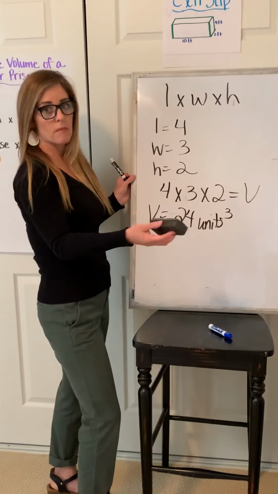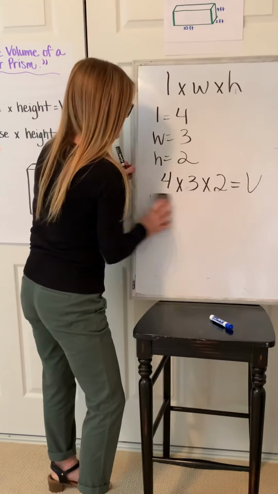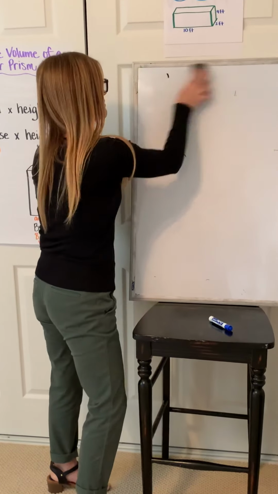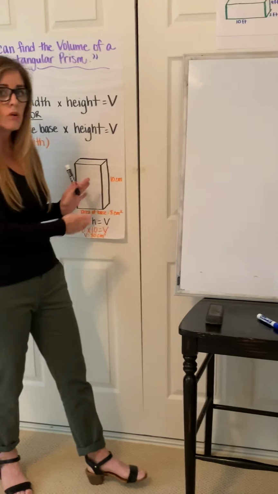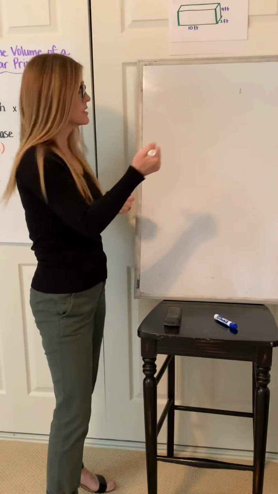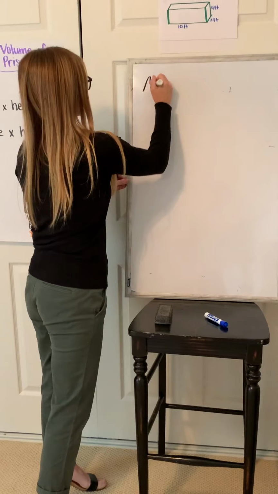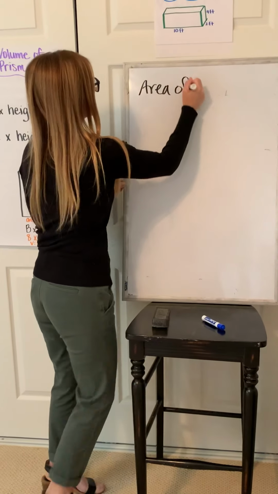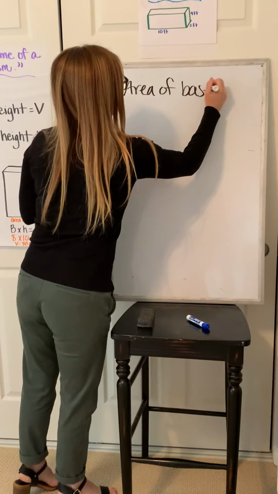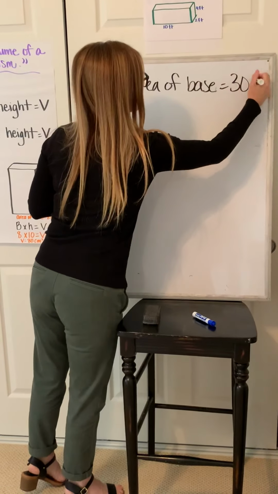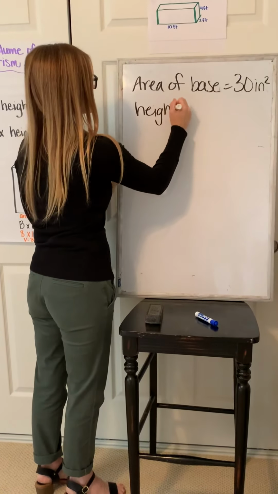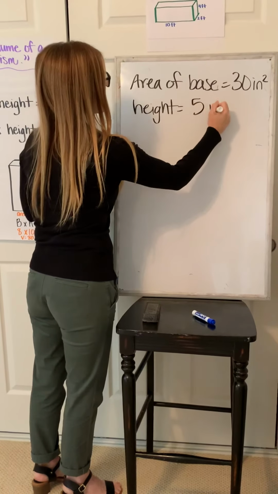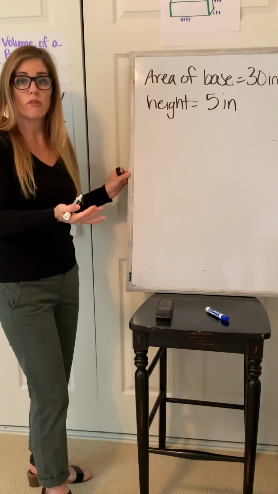The other case, remember, is area of the base times the height. That could come your way. And again, it could be drawn out for you, or it could just be given to you in a sentence where it just says that the area of the base is maybe 30. And then it might just tell you that the height is 5, and it'll say solve for volume.